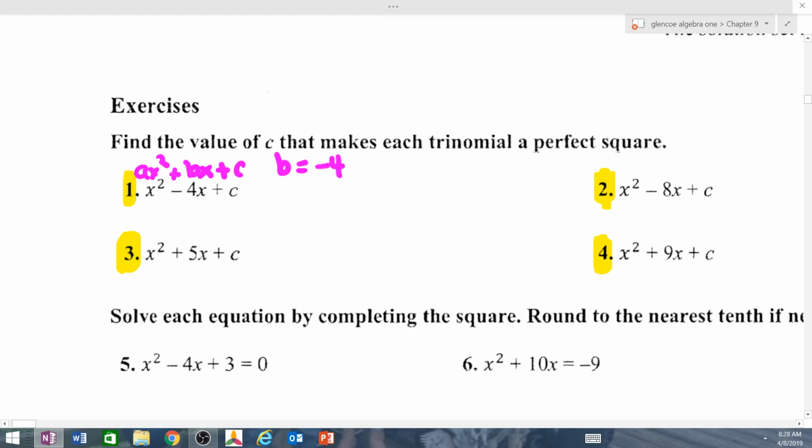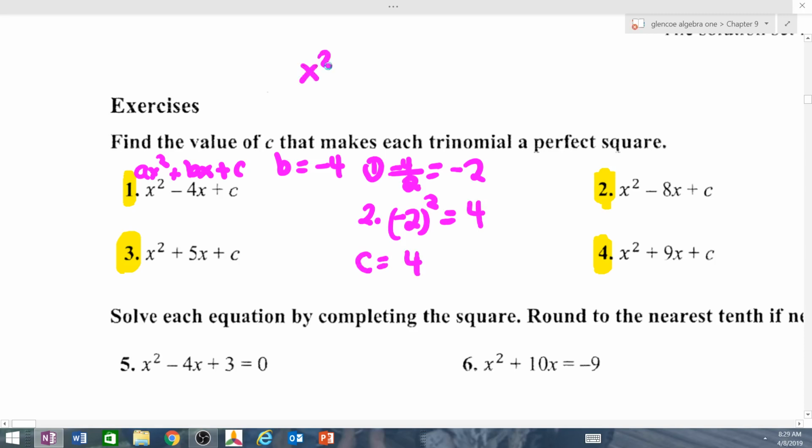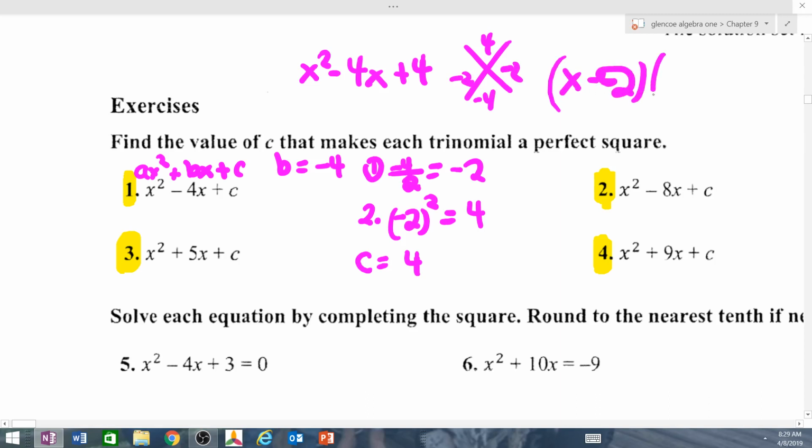So we're going to take 1/2 of it. So step number 1 would be -4 over 2, which gives me what? -2. The second step says to square that. What's -2 squared? 4. So what does C equal? 4. C equals 4. So let's see if that really works. Does that make that a perfect square trinomial? Yes, it does, because if you were to factor that, it would factor into two equal factors, x minus 2 times x minus 2. Is everyone with me?